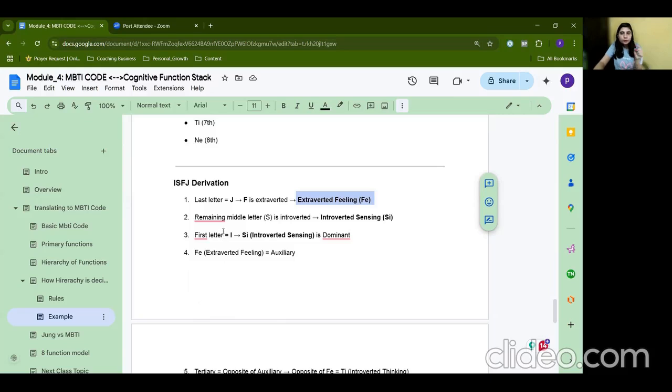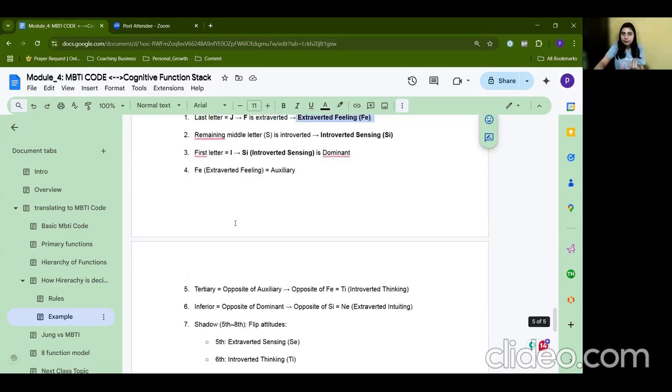So the introverted process identified before would be your dominant. So introverted sensing would be dominant. And the remaining process would be your auxiliary. Once you identify dominant, the remaining one would automatically take the place of your auxiliary. Now, again, determining the tertiary, it is the opposite of your auxiliary, the dichotomous opposite. Dichotomous opposite of extroverted feeling is introverted thinking.